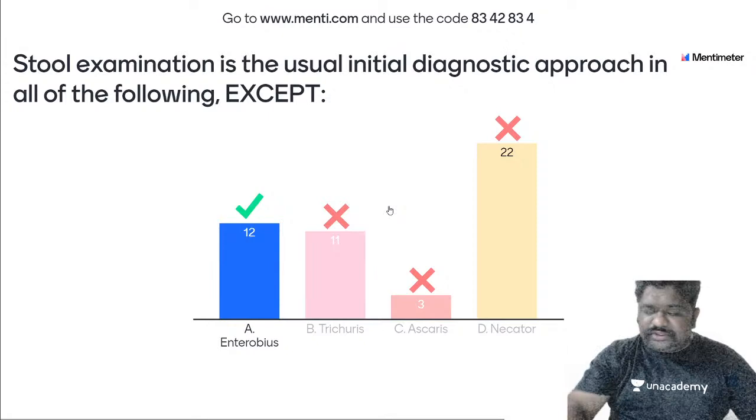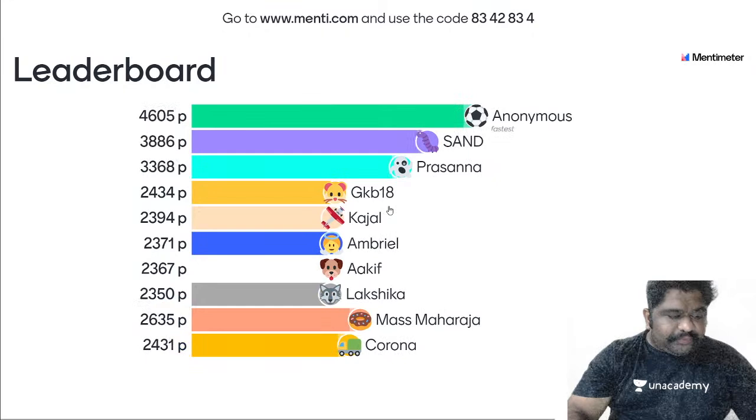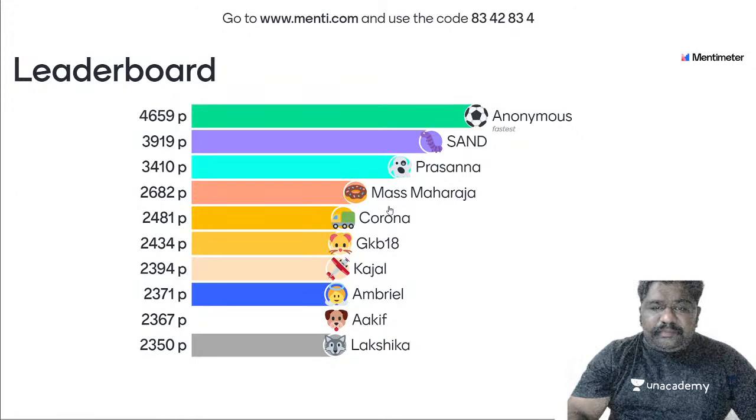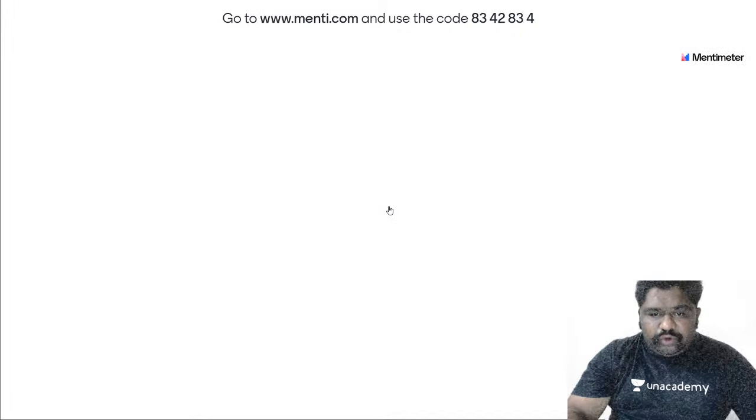Yes, I understand that. No problem. So this is just for your information, Aman Agarwal, Santosh, Shashi, Matthew and Anatomy Note. So Anonymous is still on top, Sanders second, Prasanna third, Mas Maharaja fourth, Corona fifth, GKB sixth, Kajal seventh, Ambriel eighth, Akif and Lakshikar ninth. Excellent playing, people. Yes, you have to go for the swab also, correct. Next, we have two more questions to go for tonight's session. Let's start.